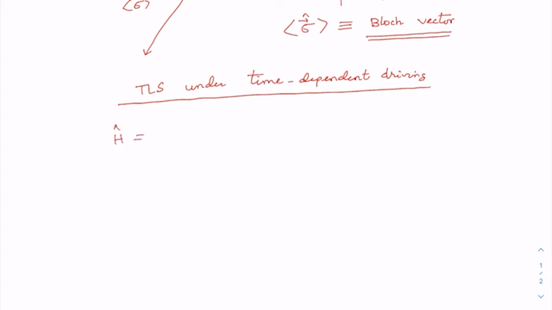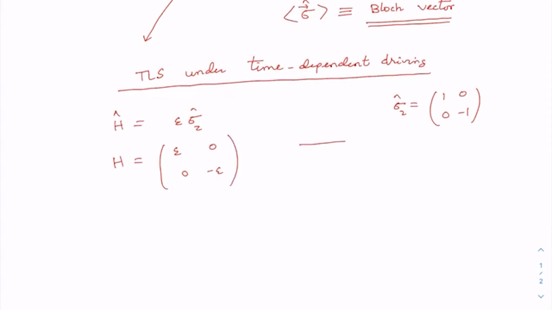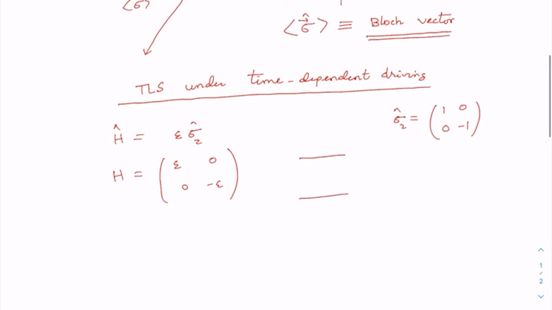So let us say our Hamiltonian is of this form, say epsilon sigma z. At the moment we are not applying any driving, by the way, and this sigma z is the Pauli z component of the Pauli matrix. So it is 1 0 0 minus 1. In matrix form, this Hamiltonian is basically epsilon 0 0 minus epsilon. So we have a configuration where the ground state has energy minus epsilon and the excited state plus epsilon. So the energy gap is twice epsilon.